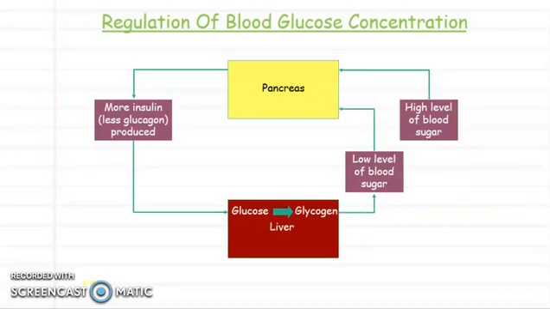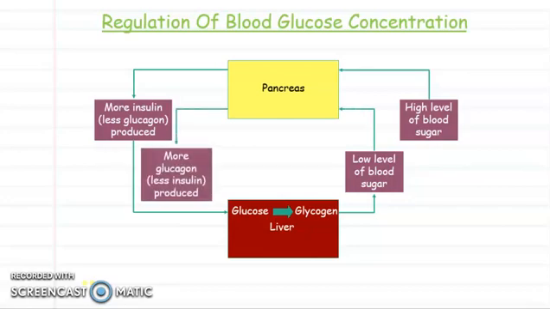If the blood sugar level becomes too low, then the pancreas will produce more glucagon and less insulin. And this will then tell the liver to break down glycogen into glucose, thus raising blood glucose level again.